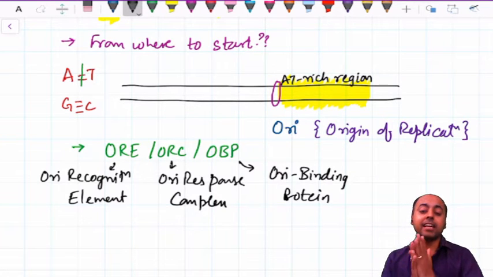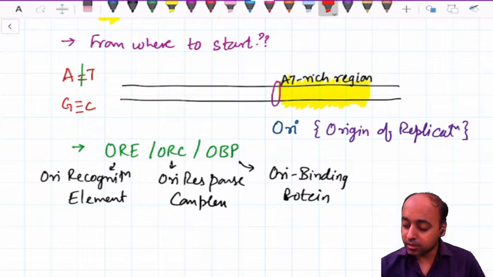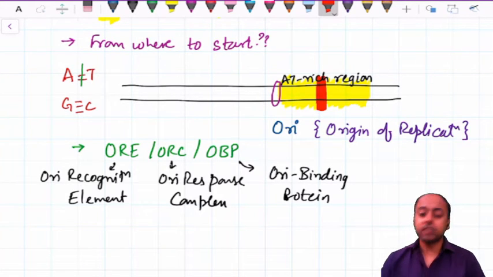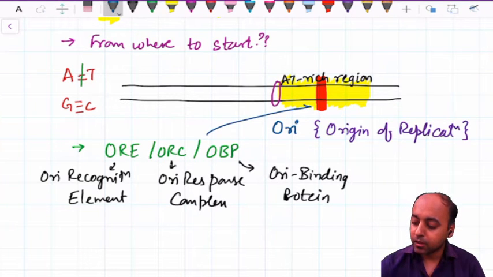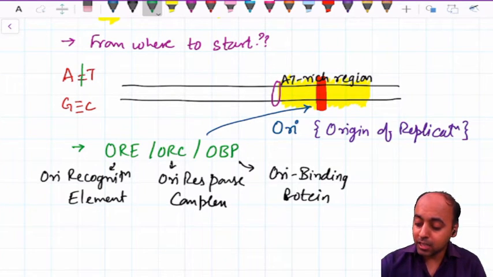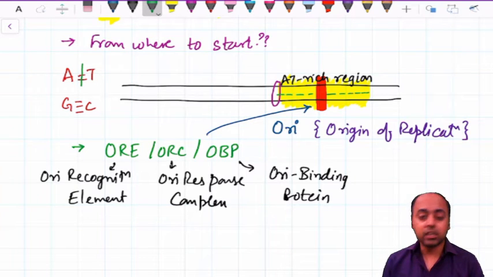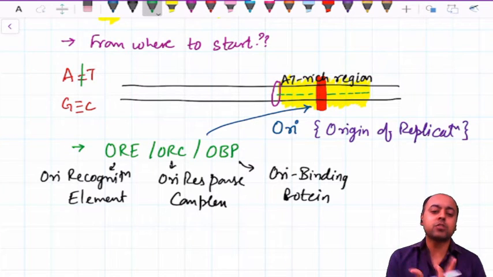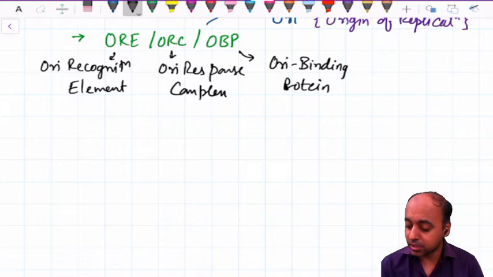They will come and get attached to this ORI, which is the AT rich region. Let's say that here we have the protein complex which has come and got attached. This is the ORE, ORC, or the OBP. Now what this ORI recognition element or the ORI response complex does is it causes the denaturation or separation of the two strands of DNA in this ORI, that is the AT rich region. So subsequently we have a structure something like this.